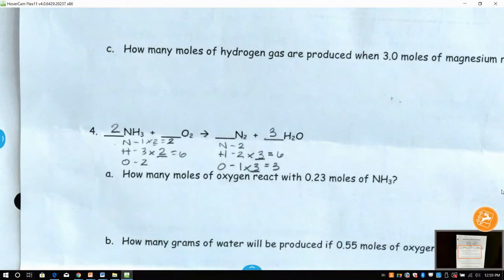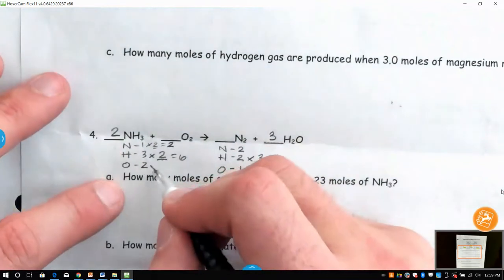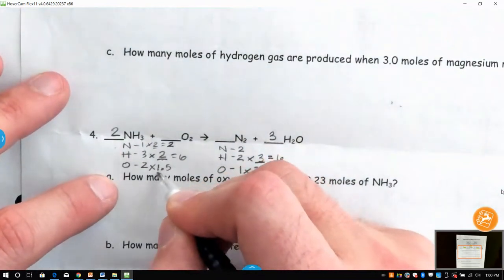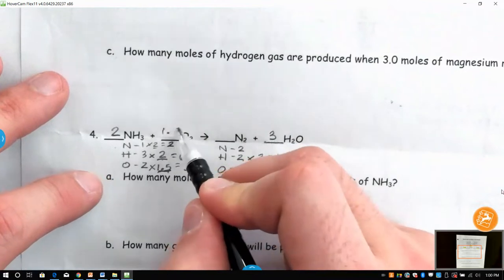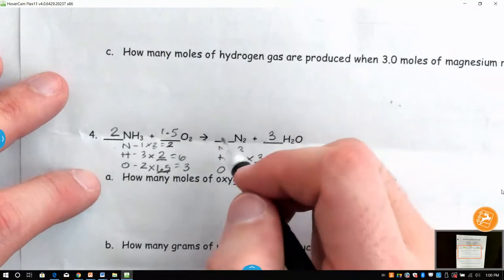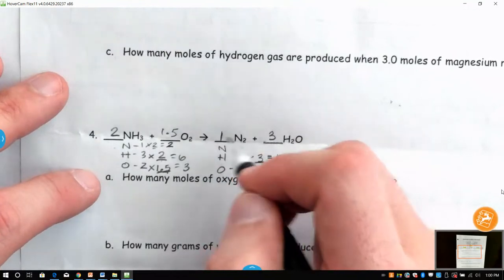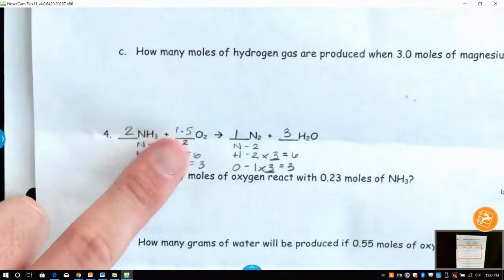Is there any number times 2 that can give me 3? Not a whole number. Yep, 1.5. So you can do it as 1.5, or you can do the 3 over 2. Either way works. So if I just showed it like this, I would have to have 1.5 here as my coefficient, and there was nothing in front of the N2, so I would just say it's 1. This is not okay, the 0.5.